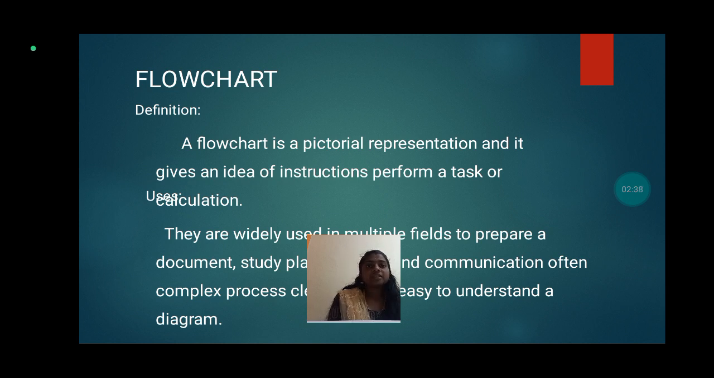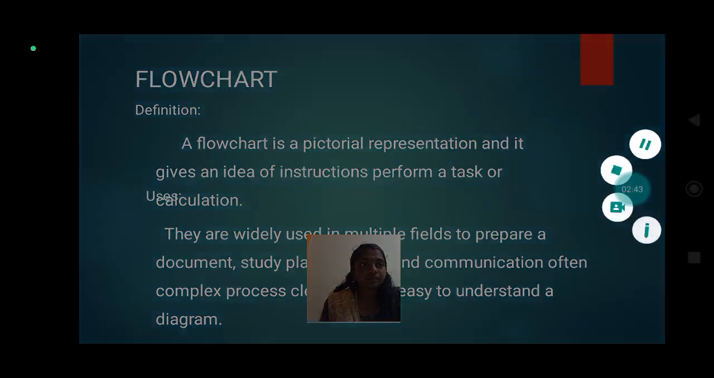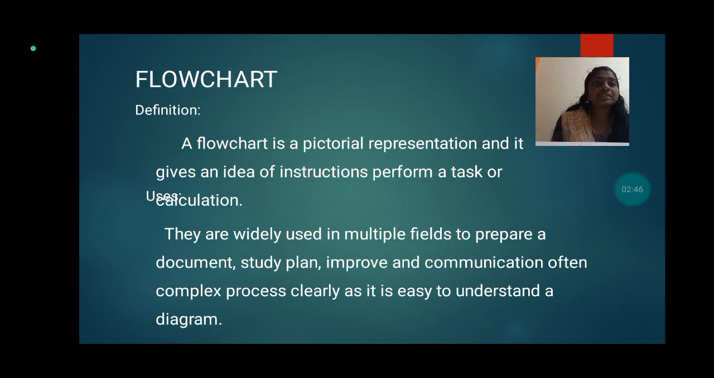Okay, the use of flowchart is they are widely used in multiple fields to prepare a document, study, plan, improve and communicate a complex process clearly, as it is easy to understand a diagram. Normally flowchart is a pictorial representation. It gives us some ideas. It is useful in many fields that are given in the picture.